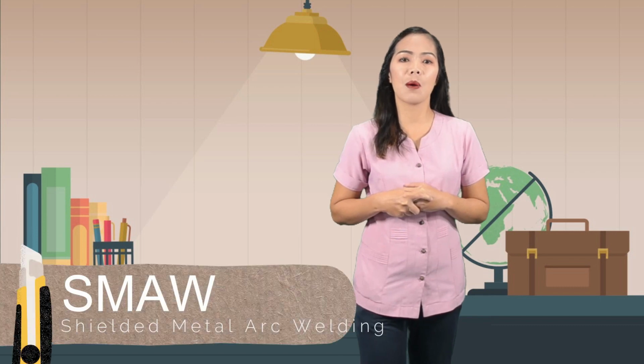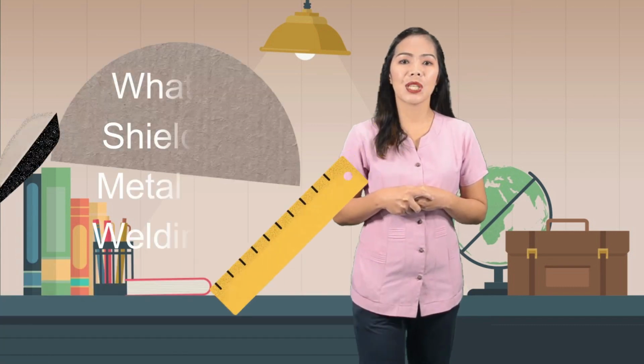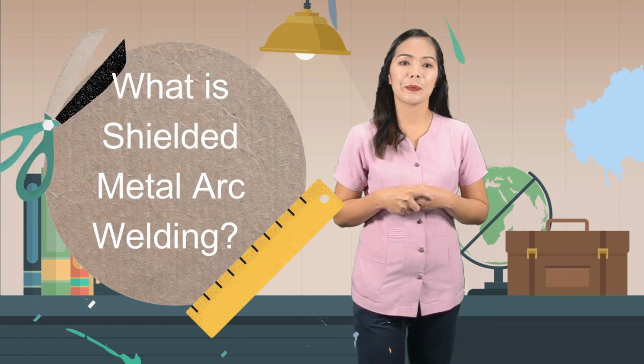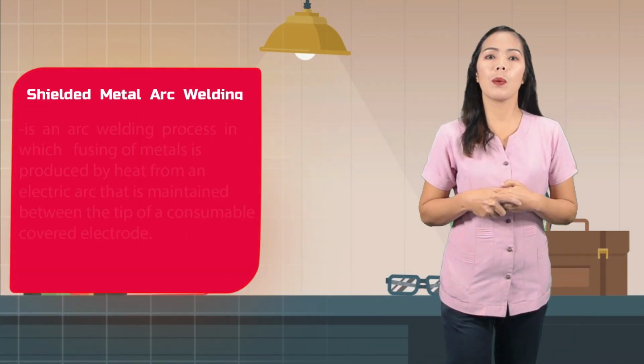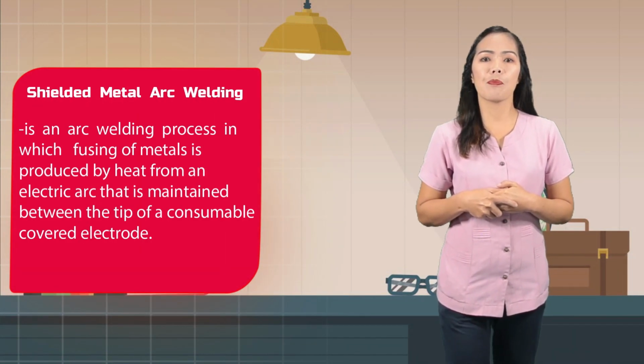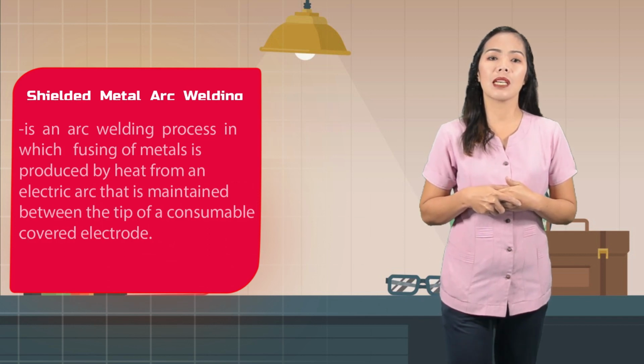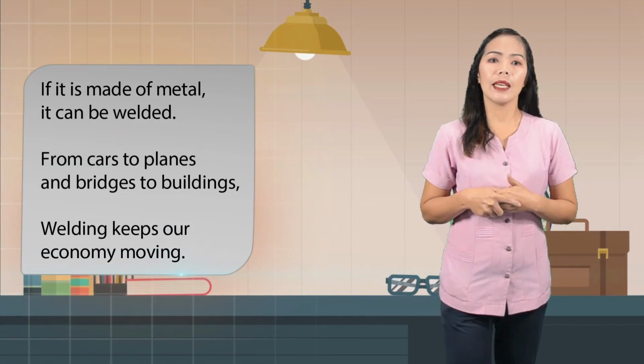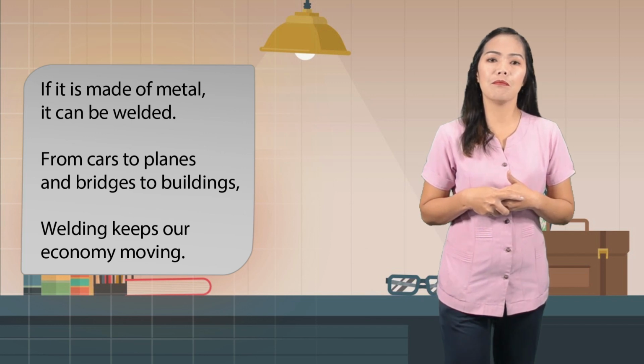For us to start, let me introduce to you what our subject SMAW is all about. What is shielded metal arc welding? Shielded metal arc welding is an arc welding process in which fusing of metals is produced by heat from an electric arc that is maintained between the tip of a consumable covered electrode. If it is made of metal, it can be welded, from cars to planes and bridges to buildings. Welding keeps our economy moving.